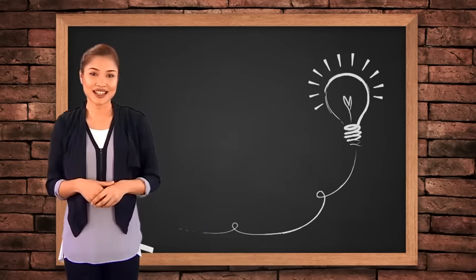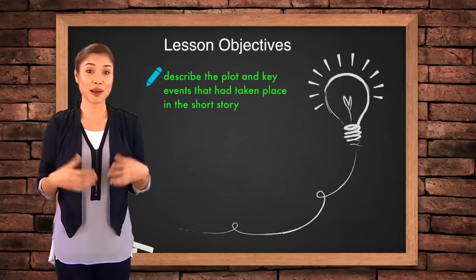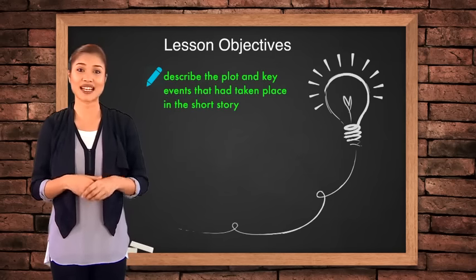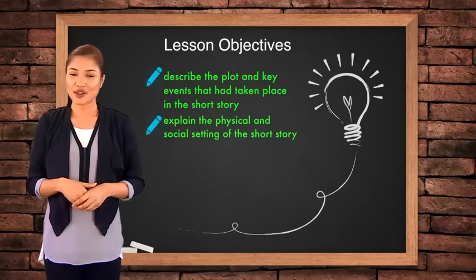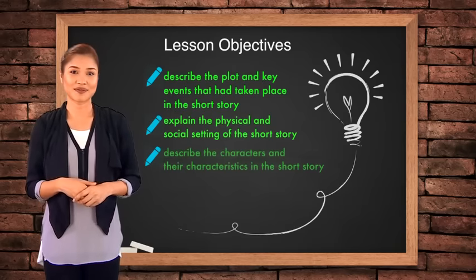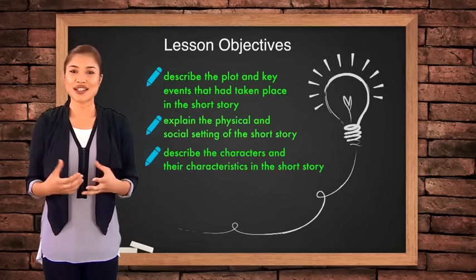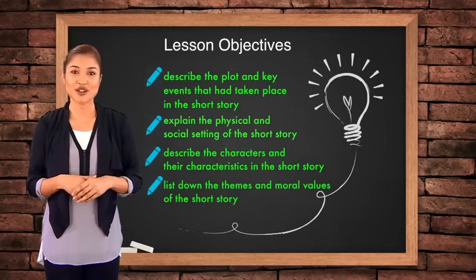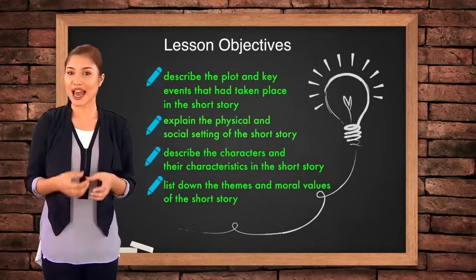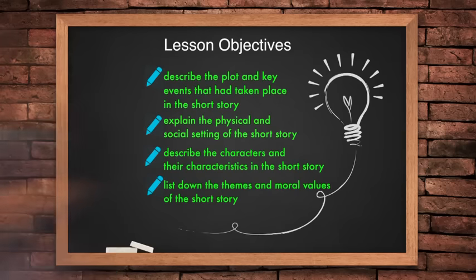By the end of this lesson, you should be able to describe the plot and key events that had taken place in the short story. Explain the physical and social settings of the story. Describe the characters and the characteristics in the story. And lastly, you should be able to list down the themes and moral values of the short story.